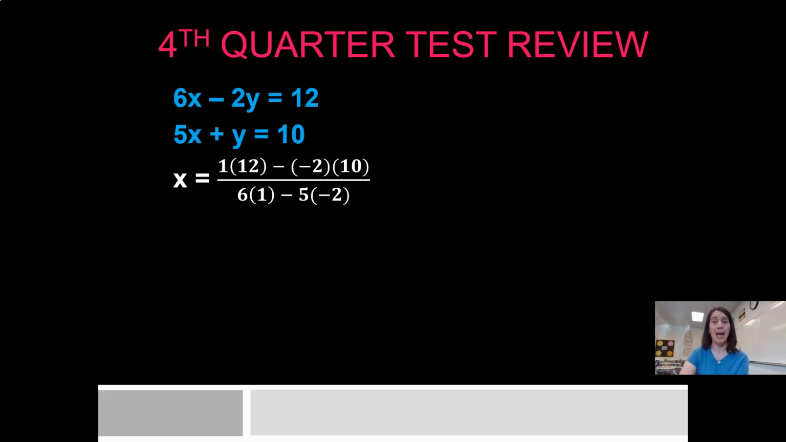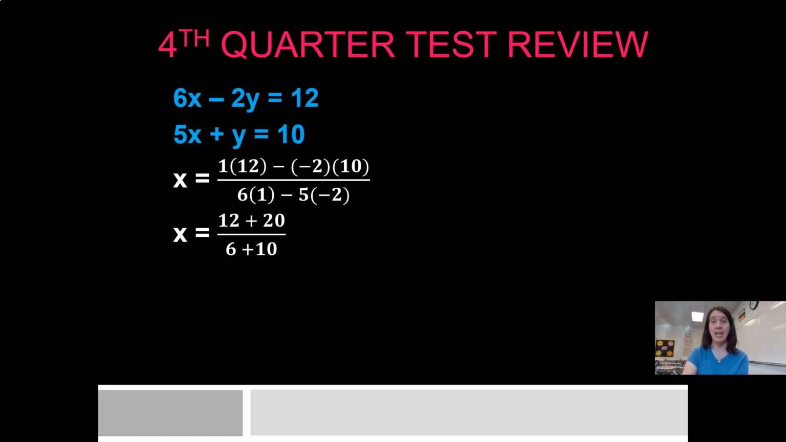All over in the denominator, the a from my first equation was 6, times b from the second equation, 1, minus a from the second was 5, times b from the first, negative 2. Beginning to do all of the arithmetic there, 1 times 12 gave me 12, and then in the second part of the numerator, negative 2 times 10 is negative 20, so subtracting a negative 20 turned that into a positive 20. You also could include that minus as part of the multiplication if you wanted to.